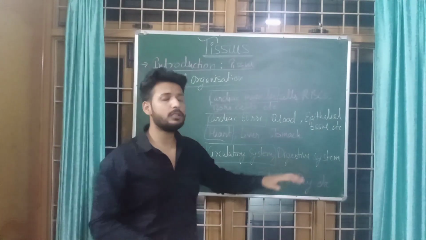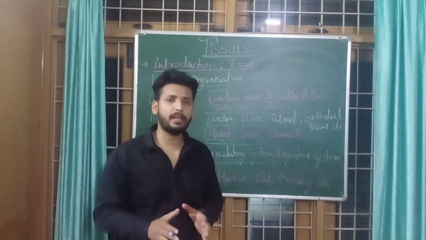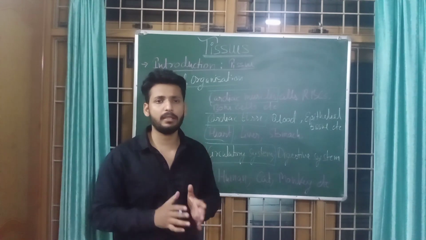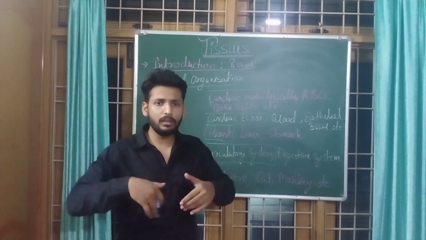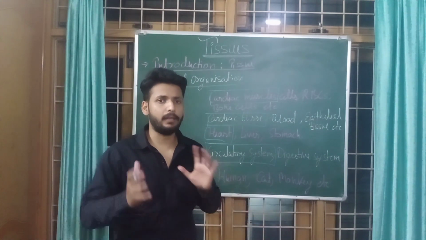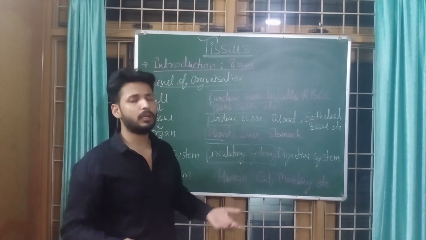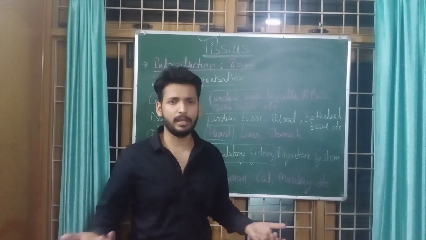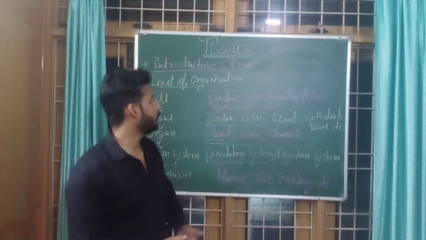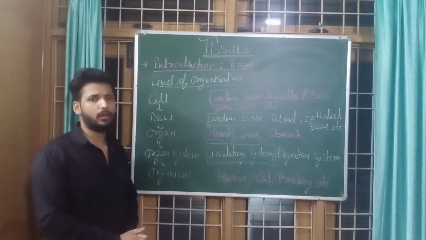All the organ systems, like you can say circulatory system, excretory system, digestive system, all these types of systems combine and form the organism, like you can say human, cat, monkey, donkey, horse, etc. Got it? So this is the level of organization.